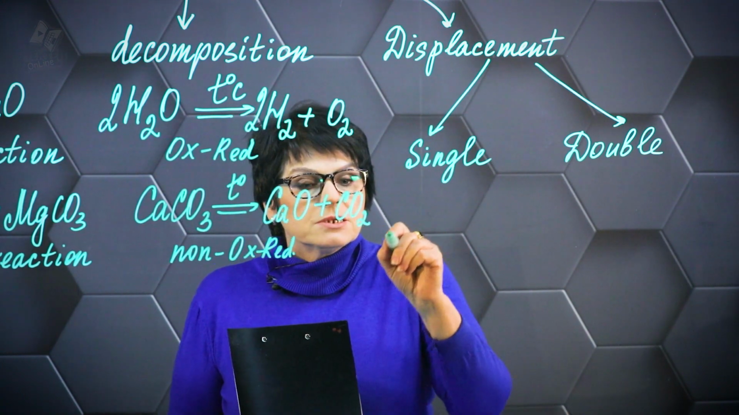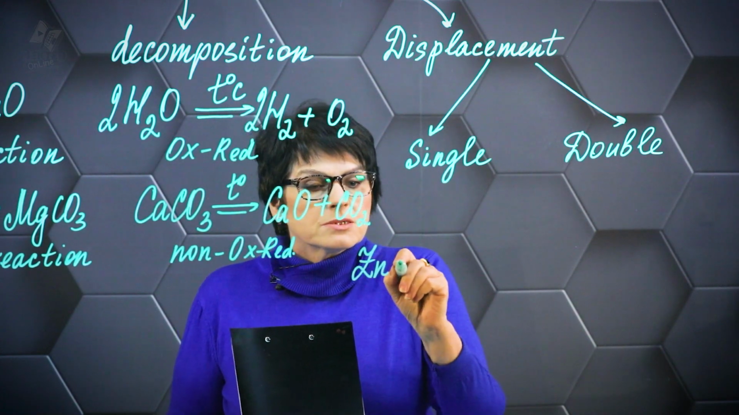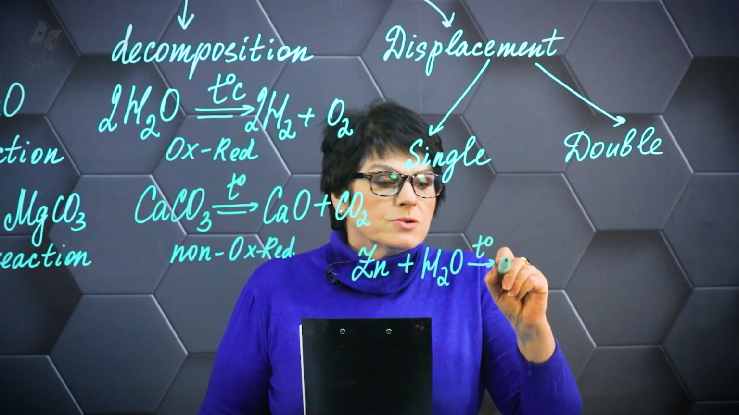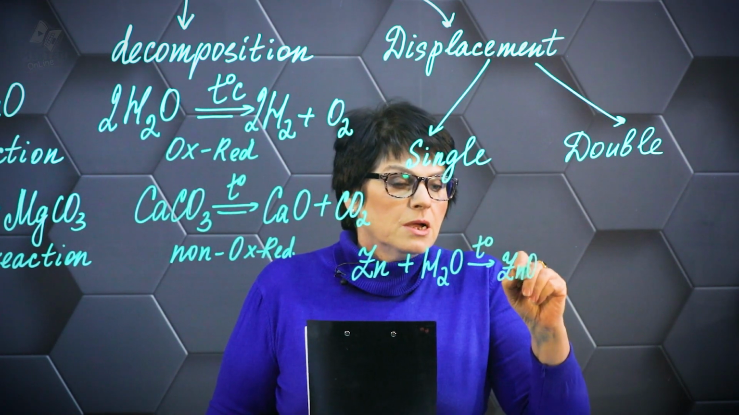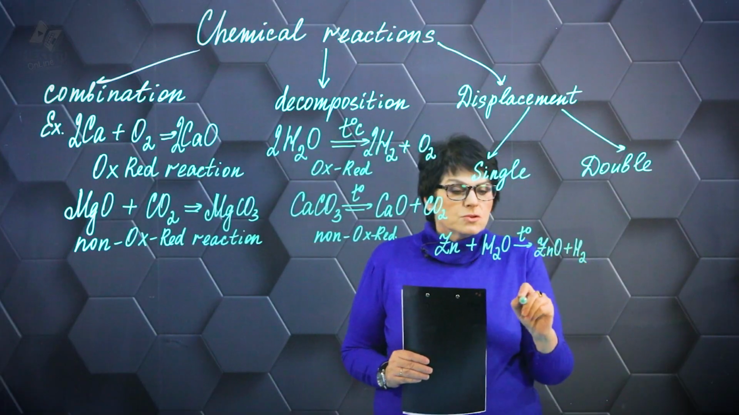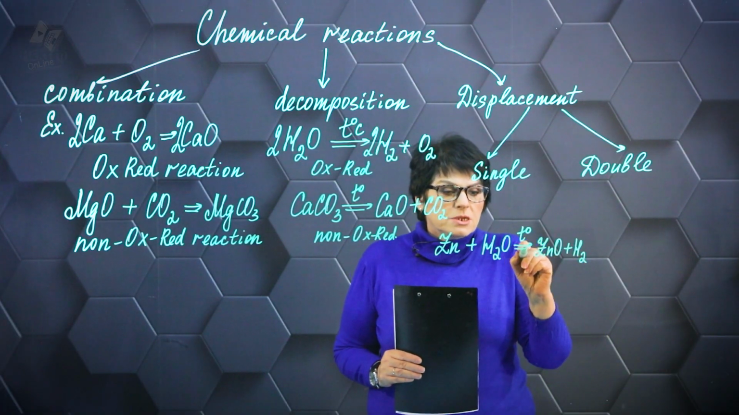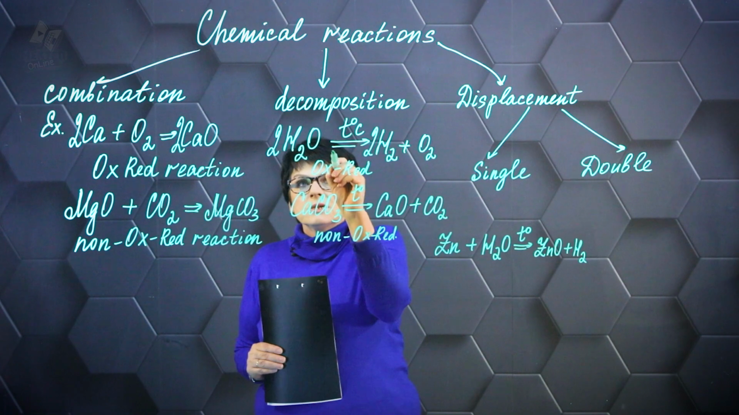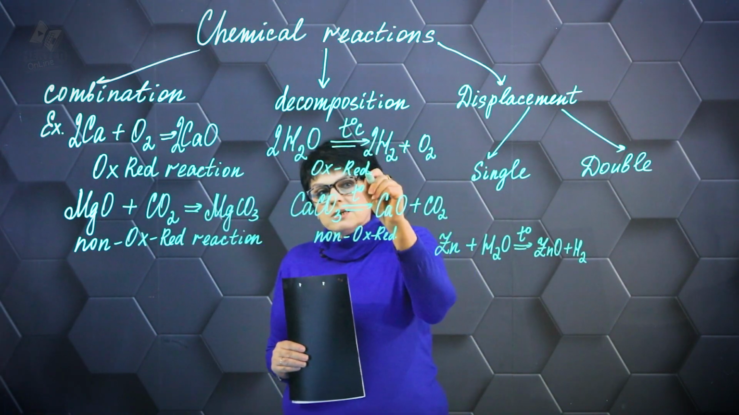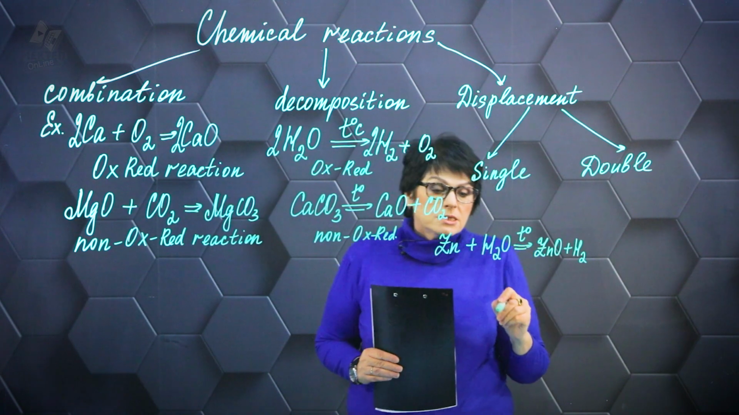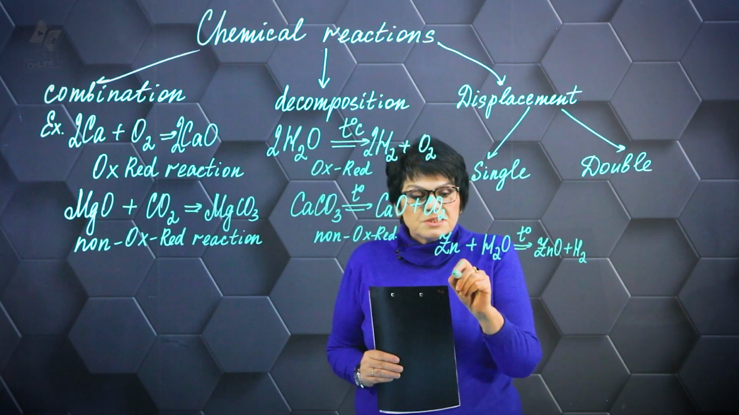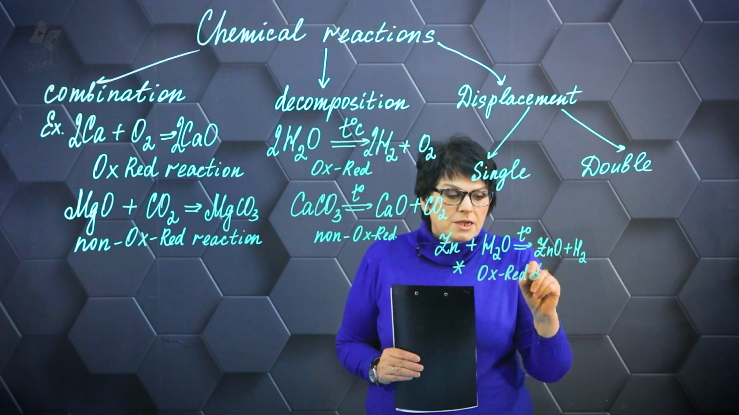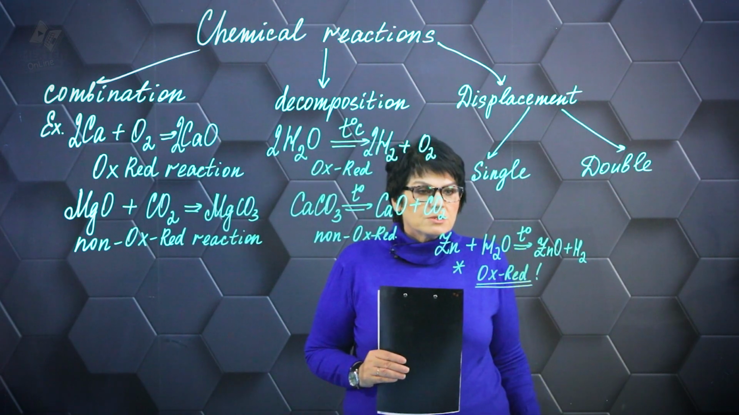These are reactions, for example, of zinc. The metal zinc reacts with water vapor and under the influence of temperature, zinc oxide is produced and hydrogen gas is released. In this case, the coefficients are not required, and I would like to draw your attention to the fact that if, for example, the reactions of combination and decomposition can be both redox and non-redox, such a reaction will always be necessarily redox. It will be strictly obligatory because it cannot be any other.